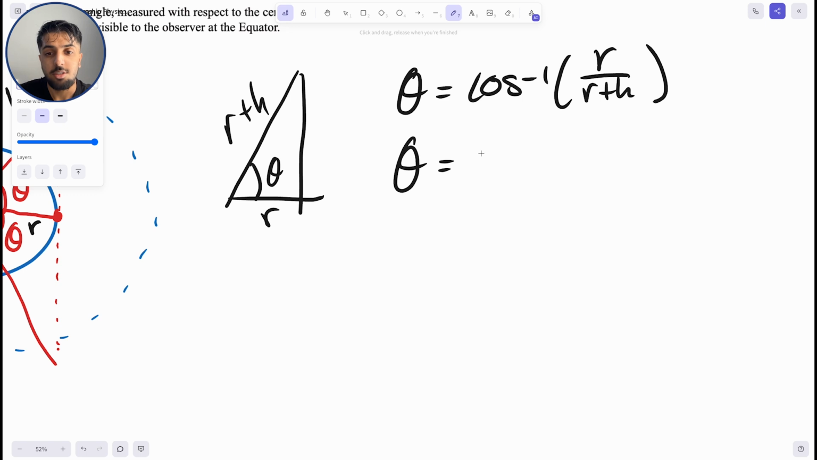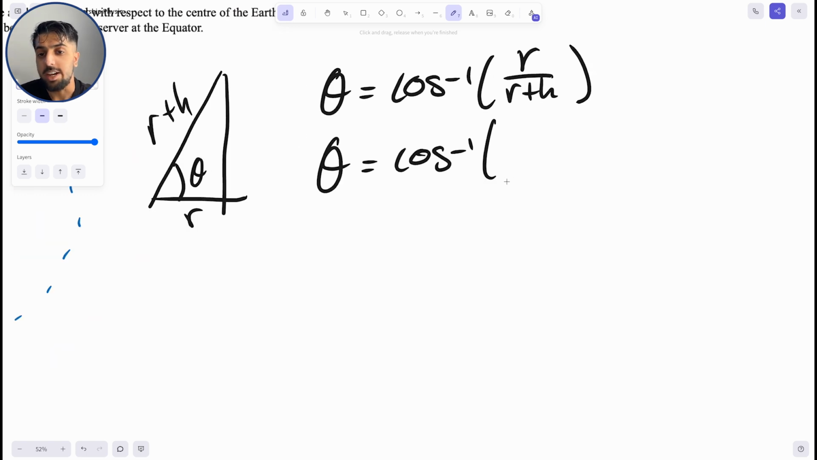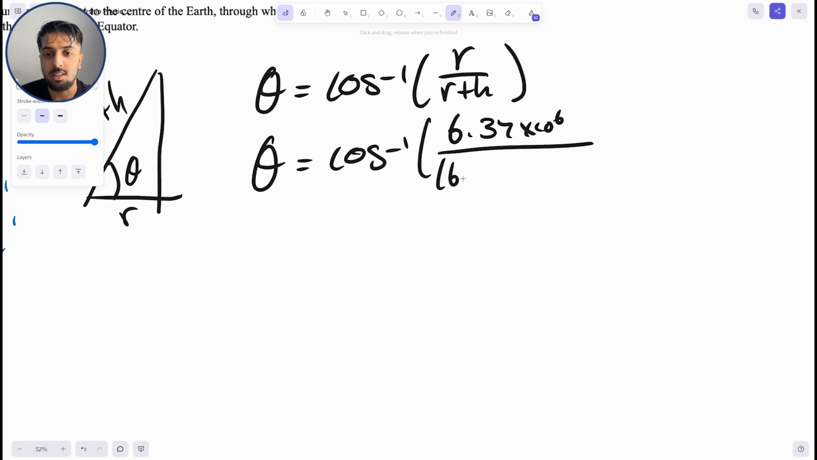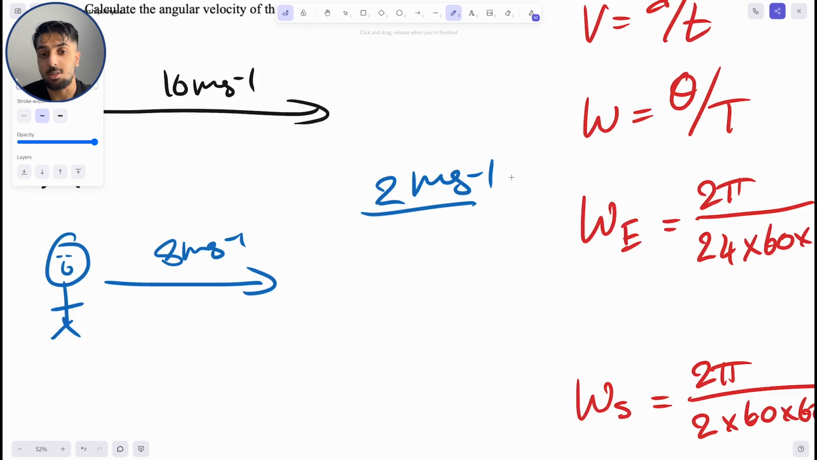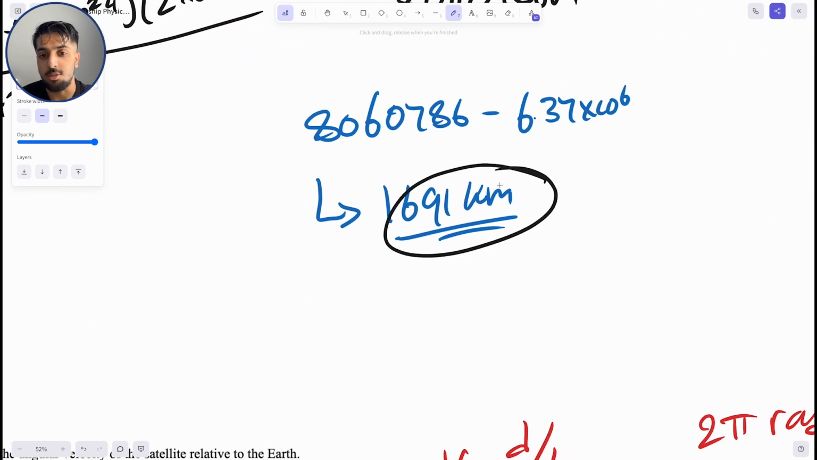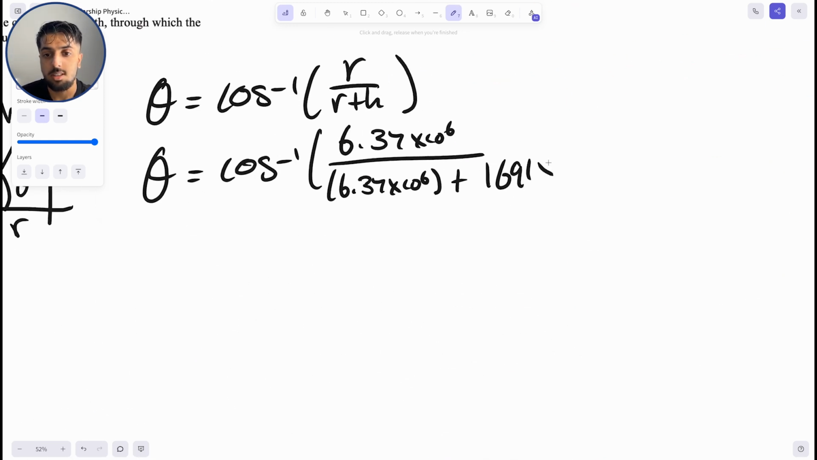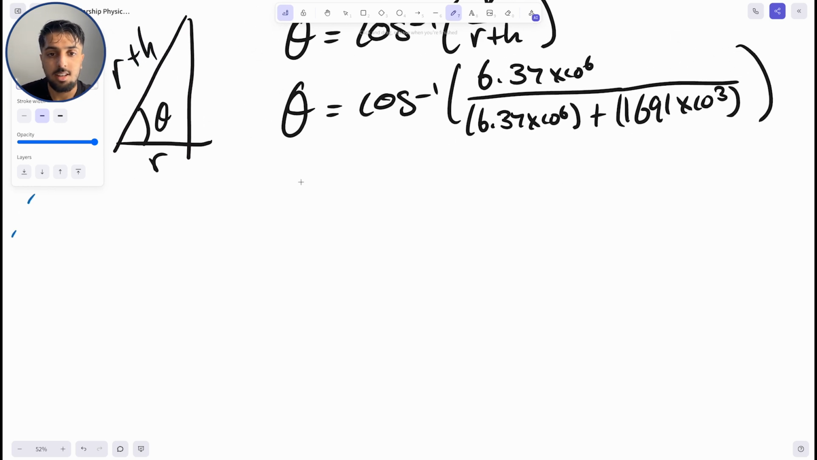Now subbing in our values, we know the radius of the Earth, which is given to us, which is 6.37 times 10 to the 6, and that's all over 6.37 times 10 to the 6, plus h, which we found in a previous question, which is this value right here. That's 1691 times 10 to the 3, as that is in kilometers, so we need to put it to the times 10 to the negative 3 to put it back into meters. And that gives us an angle of 38 degrees.